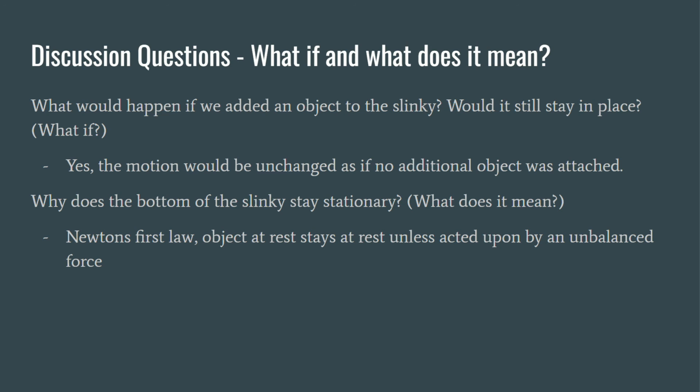And that's because even if we add an additional mass, the tension and the force acting downwards are still going to cancel out, and the slinky is still going to stay in place. That's not going to change, even if we add additional mass. And finally, the bottom of the slinky stays in place because of Newton's first law. Straightforward enough. An object at rest stays at rest unless acted upon by an unbalanced force.